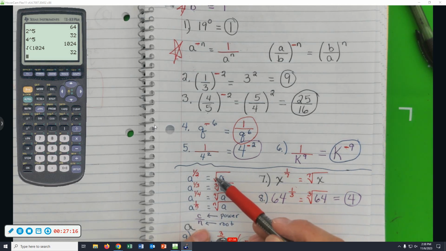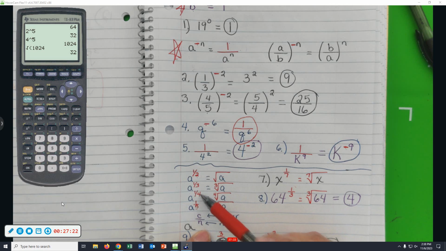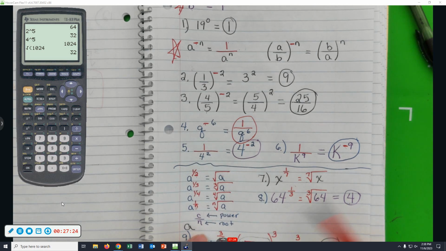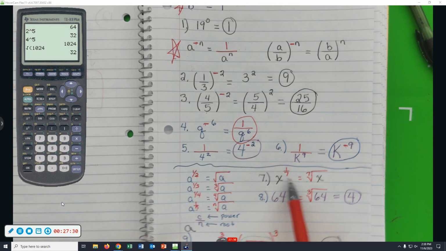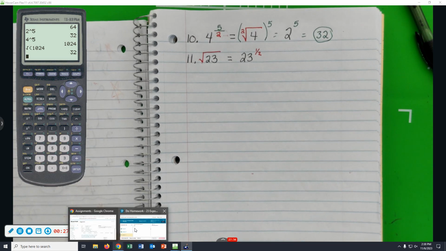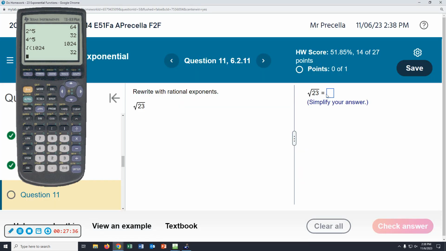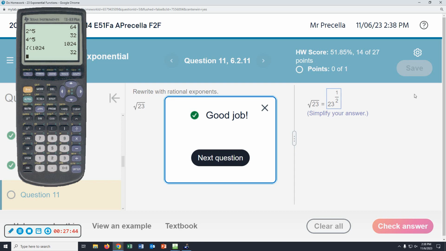That's what they're trying to get us ready for. If you have a square root, write it with the 1/2. If you had a cube root, a 1/3, a 4th root, a 1/4, and so forth. If you had a 7th root in the next assignment, you'll be writing it as a 1/7. You'll be able to impress yourself by the end of class on Thursday with everything you can do with logarithms. So 23 raised to the 1/2.